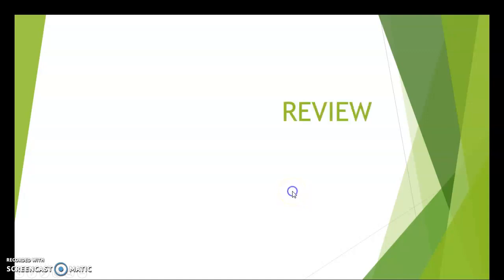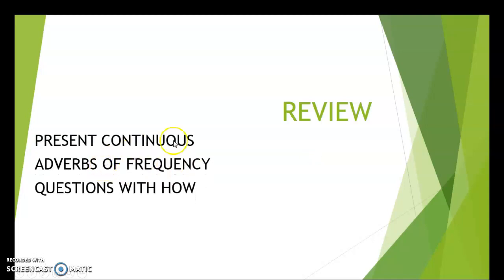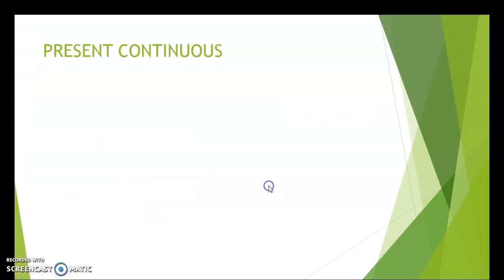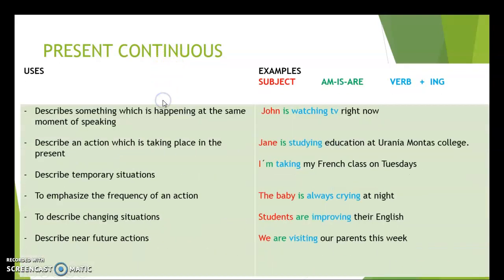Everyone. Today we are going to review present continuous, adverbs of frequency, and questions with how. Let's start with the present continuous. We are going to go over the uses.